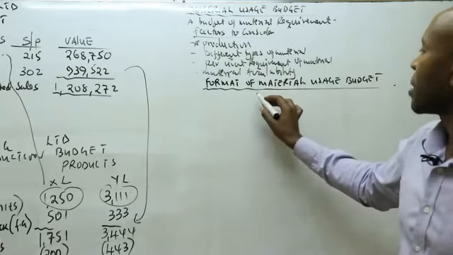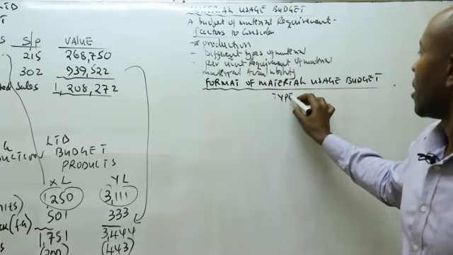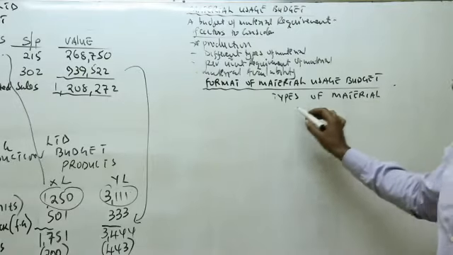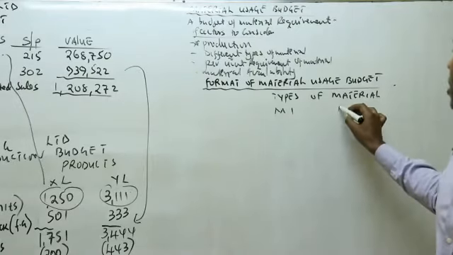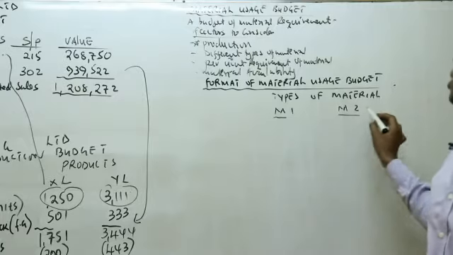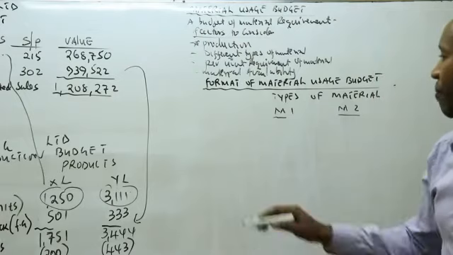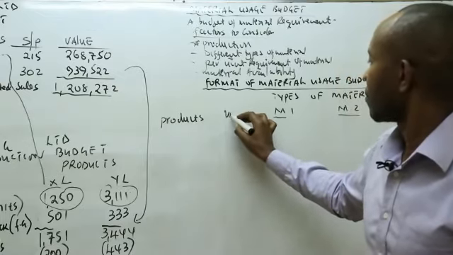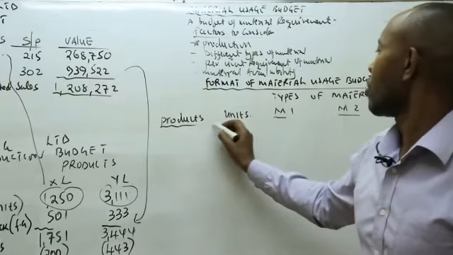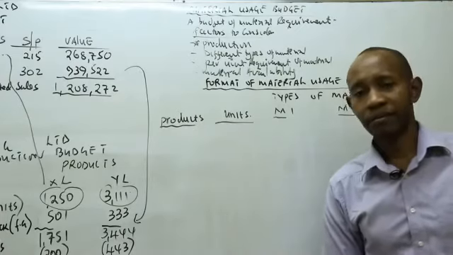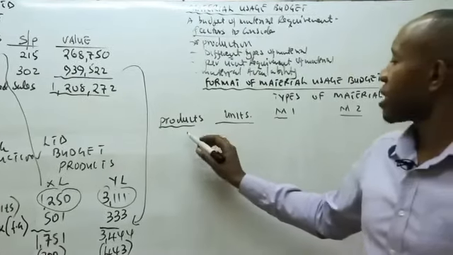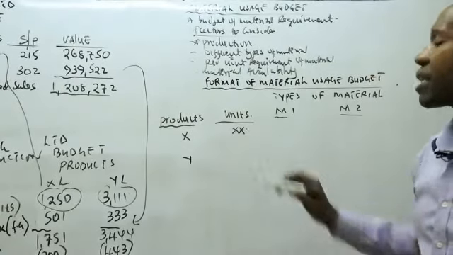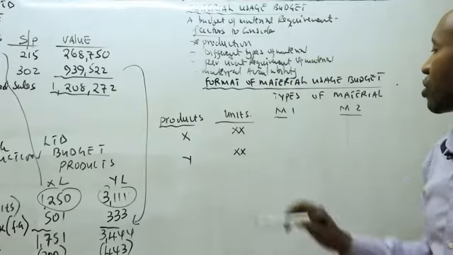So I will have the types of material here. These are the types of material, and maybe I have material 1 and material 2. Then I will say, what are the products that I'm producing, and how many units of each product am I producing? So the products I'm producing are maybe X and Y, and I'm producing maybe 200 units of X and 200 units of Y.